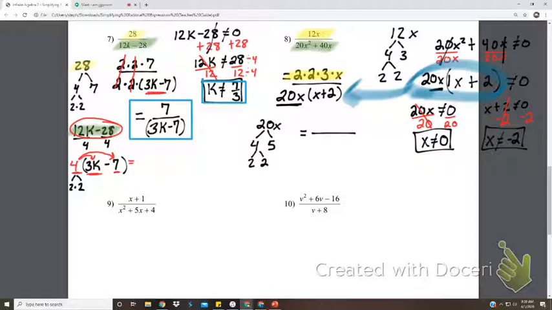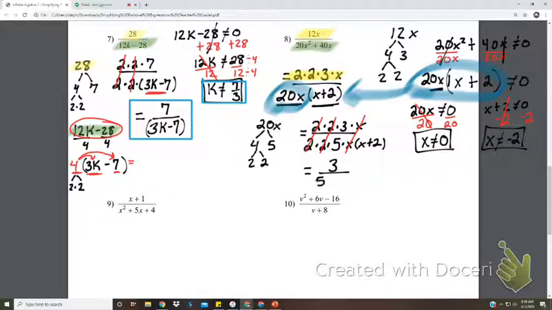So I'm going to replace the 20 with 2 times 2 times 5 times x. But we still have the x plus 2 that we cannot forget about. At the top of our fraction, we had 2 times 2 times 3 times x. I'm going to look for things that could divide out. 2 divided by 2, 2 divided by 2, x divided by x. Which leaves us with a 3 in the numerator and 5 parentheses x plus 2 in the denominator.